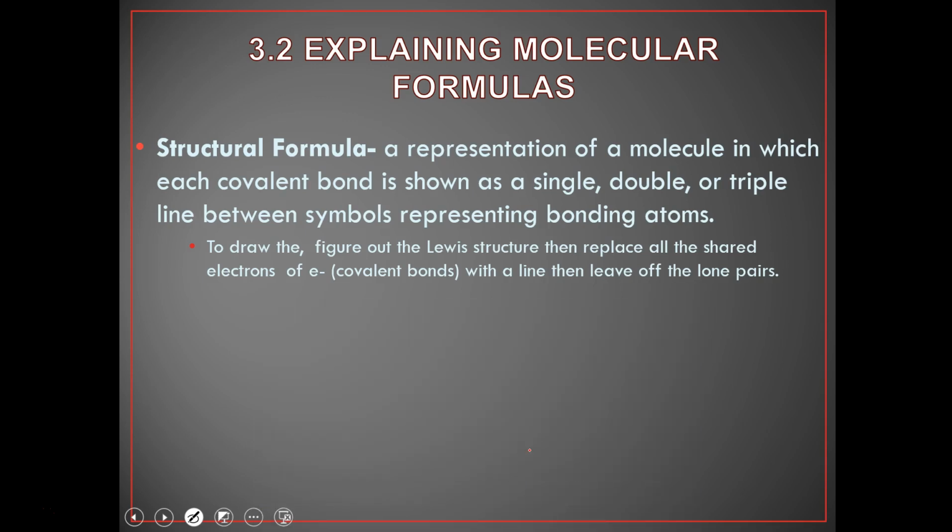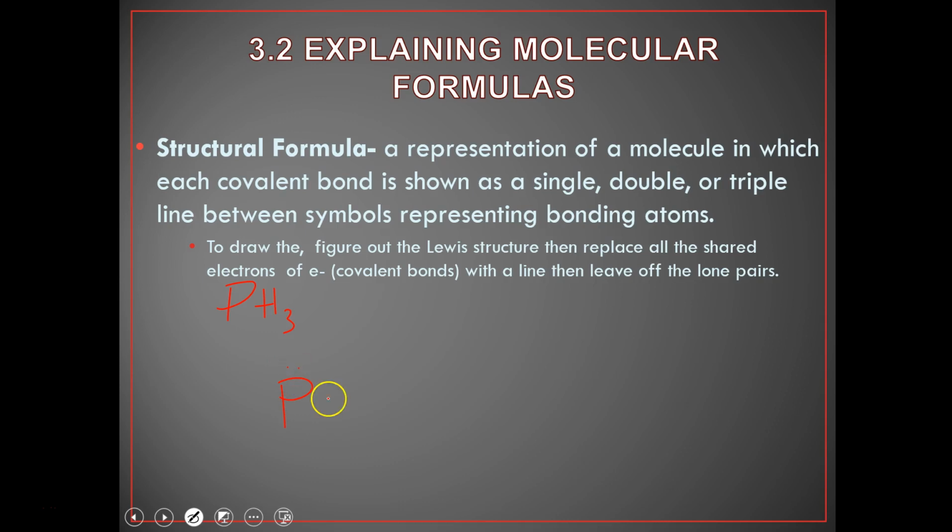But there's an example, right? PH3. Figure that out. Okay, so let's do this. First thing I need to do is draw the Lewis dot diagram. Well, phosphorus has how many valence electrons? Five valence electrons, and so it has a bonding capacity of 3. So that would be my central atom. So I'll put phosphorus here.